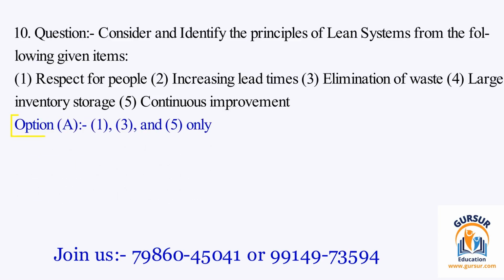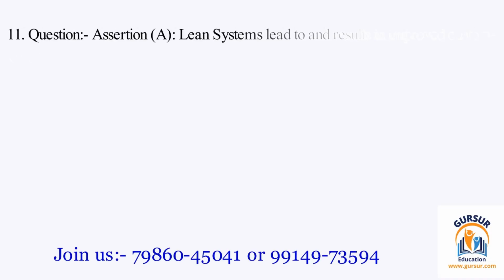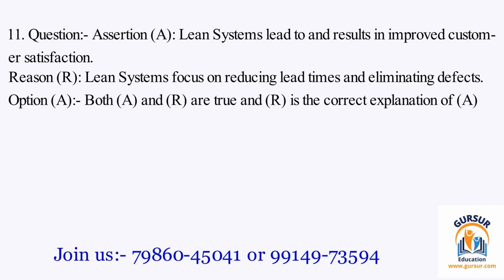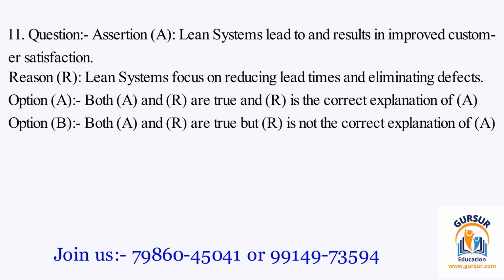The right answer of the question is option A, and that is 1, 3, and 5 only. Question number 11. Assertion A: Lean systems lead to and result in improved customer satisfaction. Reason R: Lean systems focus on reducing lead times and eliminating defects. The option A is, both A and R are true, and R is the correct explanation of A.